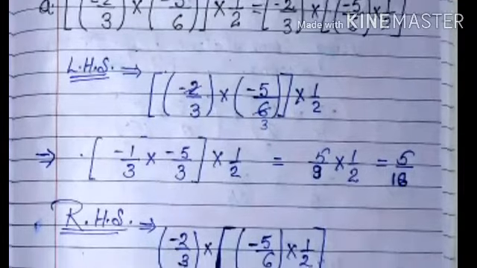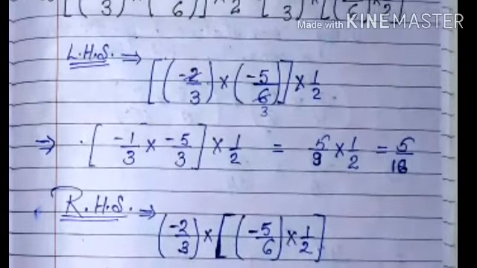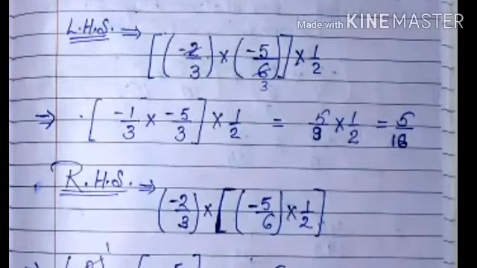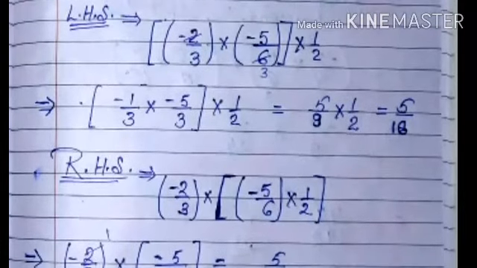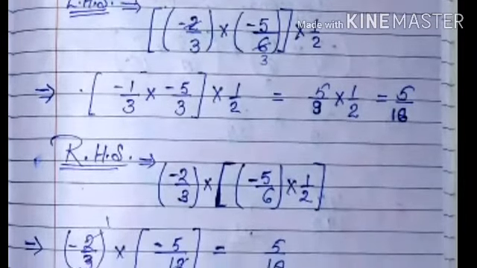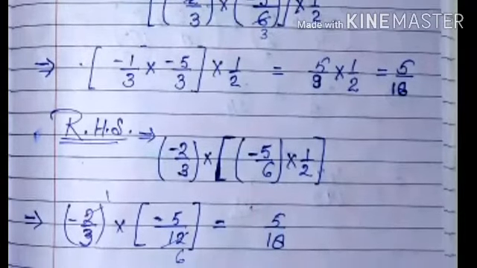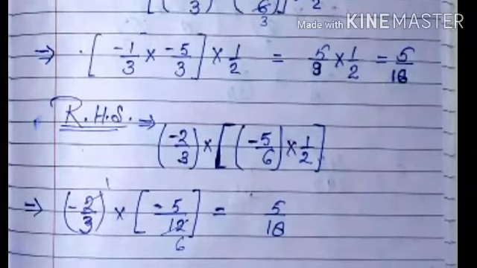So first we take the LHS, that is the multiplication of minus 2 upon 3 and minus 5 upon 6, multiplied by 1 upon 2. So as a solution, first we multiply the two rational numbers and we get 5 upon 9 multiplied by 1 upon 2, that is 5 upon 18.